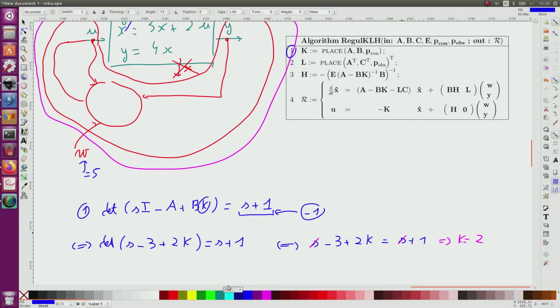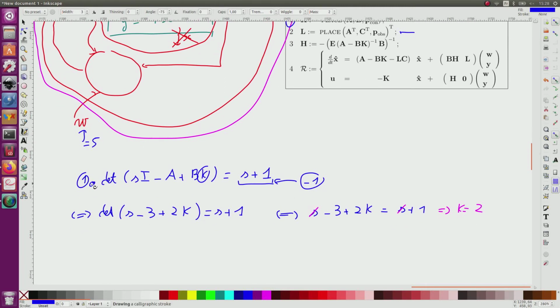I do the same for placing this one. So I have to solve, second point, determinant of s minus 3 plus 4L should be equal also to s plus 1. And if I solve this, I will obtain L equal to 1. Okay.